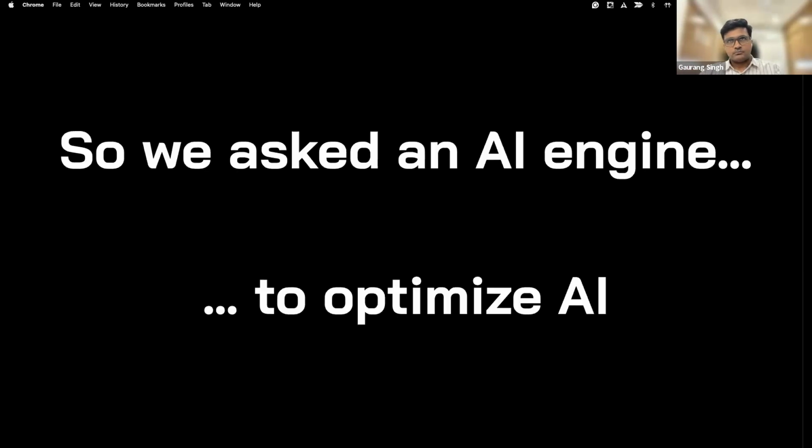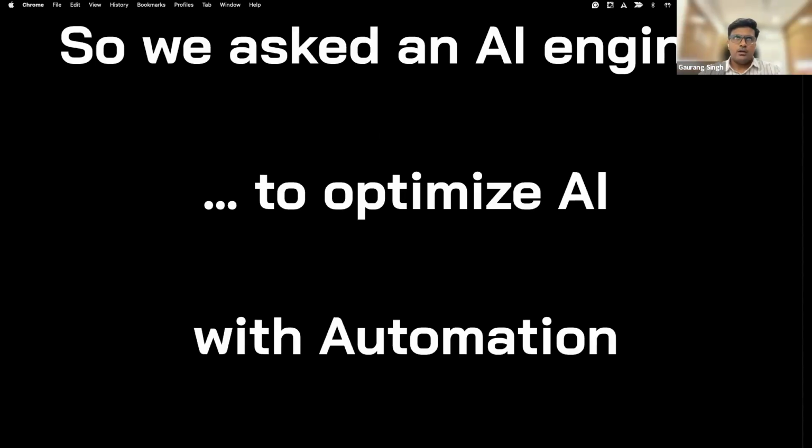But honestly, the problem should not be this way, right? So what we did basically, we developed an engine. We developed an AI engine, and we asked it to optimize, right? Most AI engines or most products can optimize, right? But the question is, automation is the key, right? We don't want to give you the consultation and then let you do it by yourself, right? So we asked the AI engine to optimize with automation. We don't want to do it ourselves.